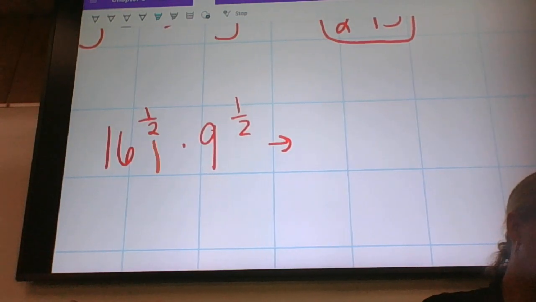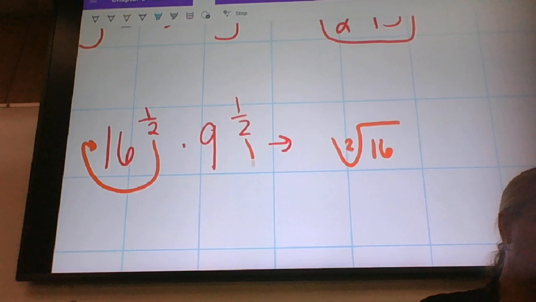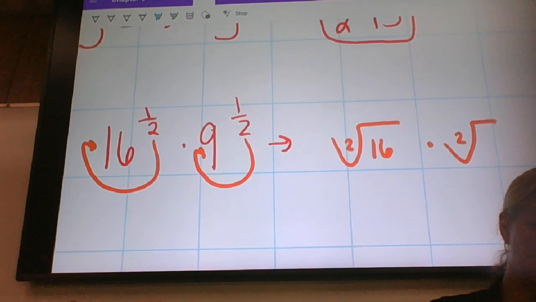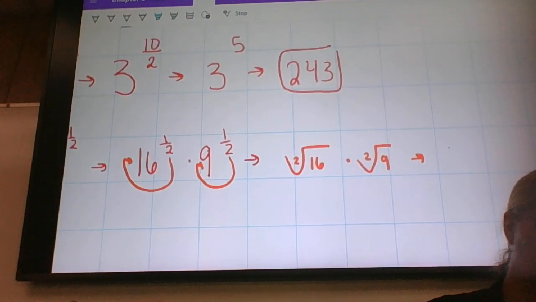And now I'm going to pull through to turning this into a radical. So if I bring the 2 down and around, it becomes a little index. This is actually the square root of 16. And I bring the other 2 down and around. It's the square root of 9. So now it's 4 times 3, which is 12. Okay.